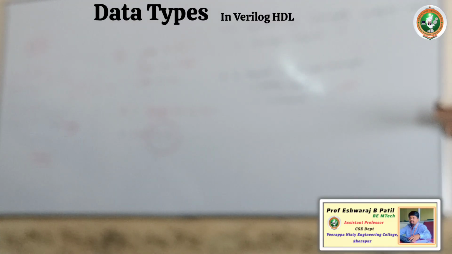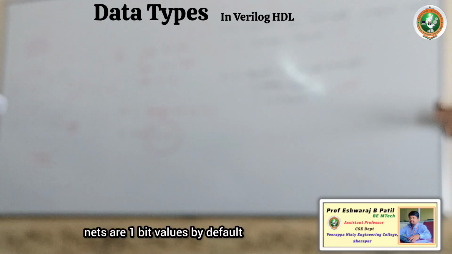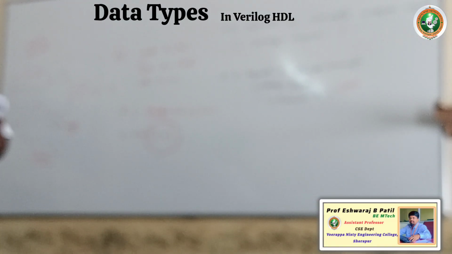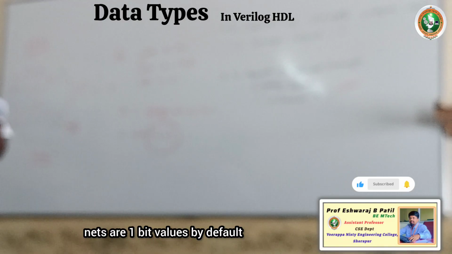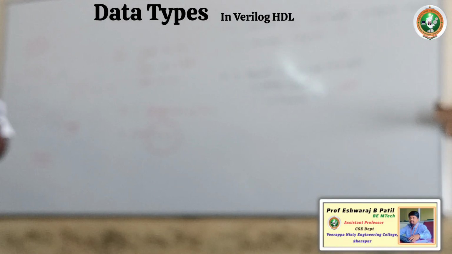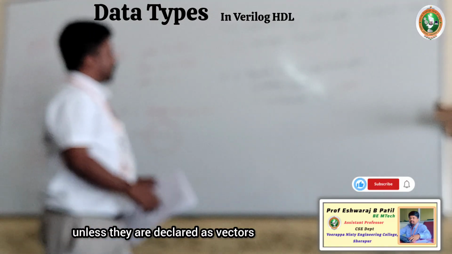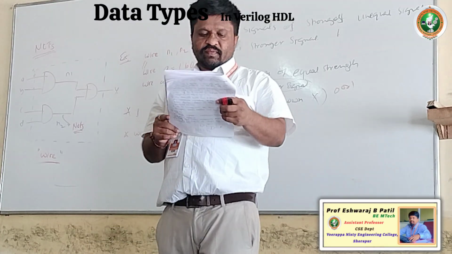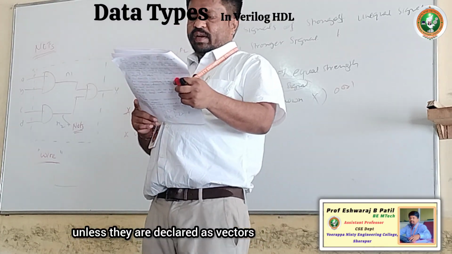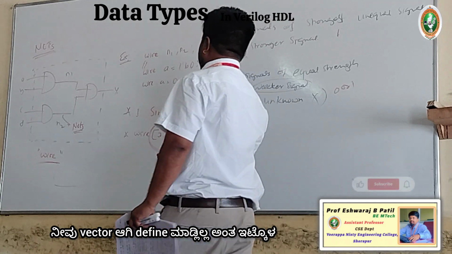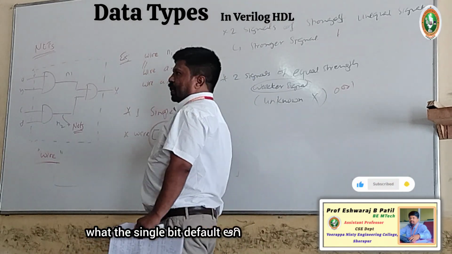Nets are 1 bit values by default, unless they are declared as vectors. If you did not define it as a vector, it will carry only a single bit by default.